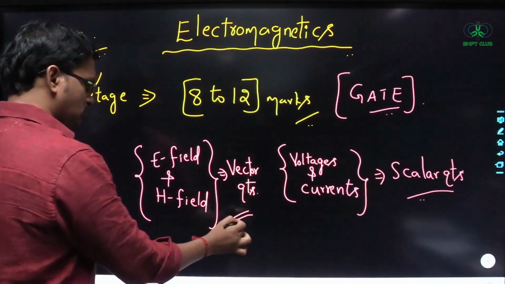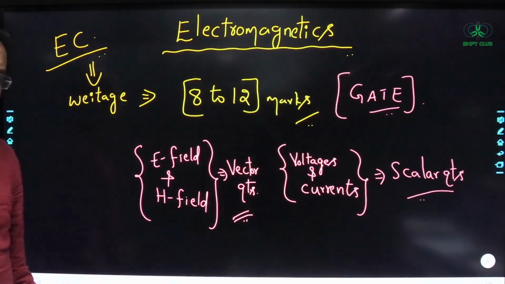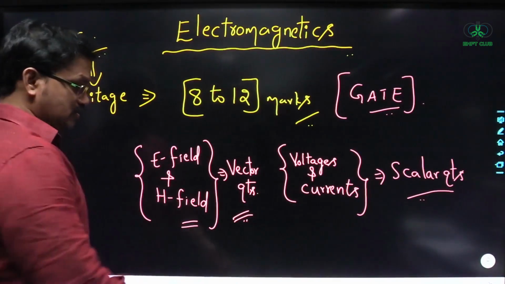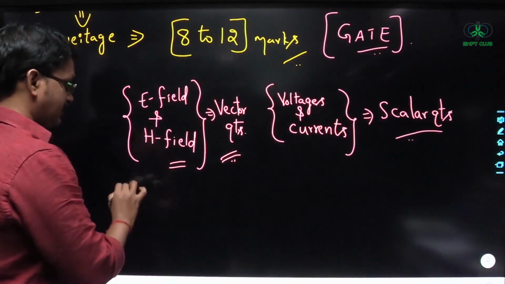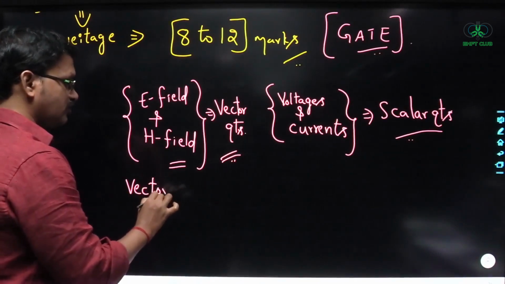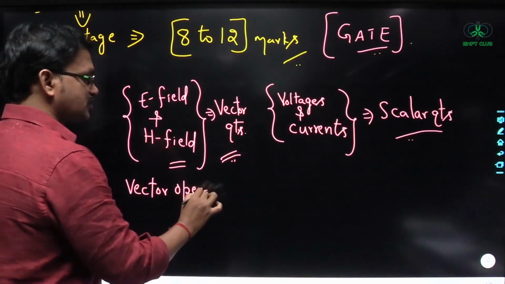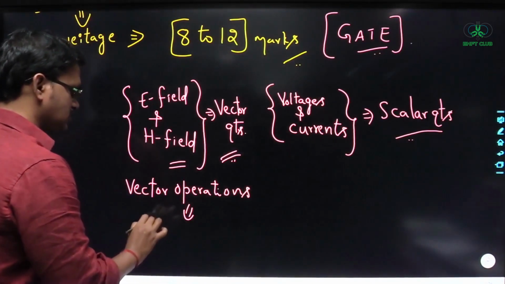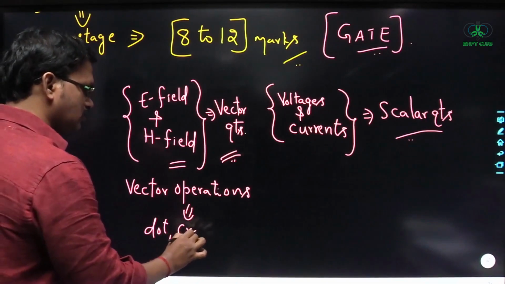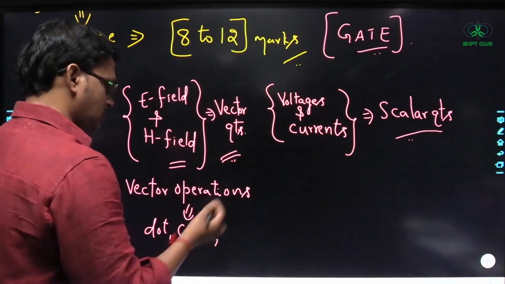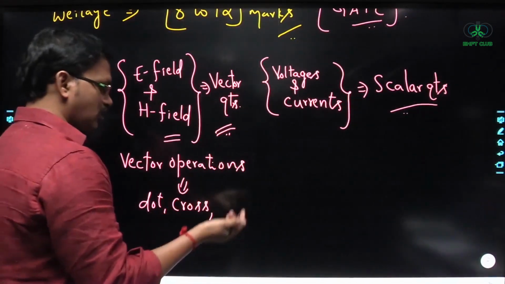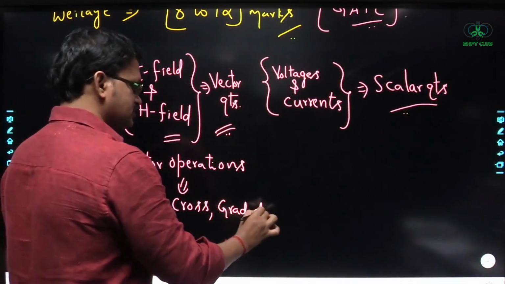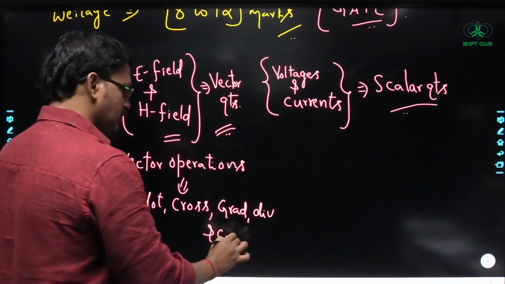So throughout our subject we are going to deal with these vector quantities, and also with vector operations such as dot product, cross product, and a differential operator. There we are going to see gradient, divergence, and curl, etc.